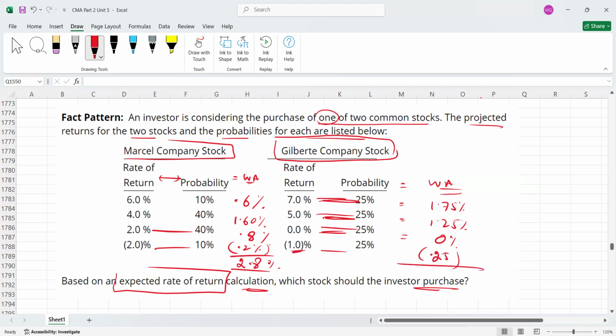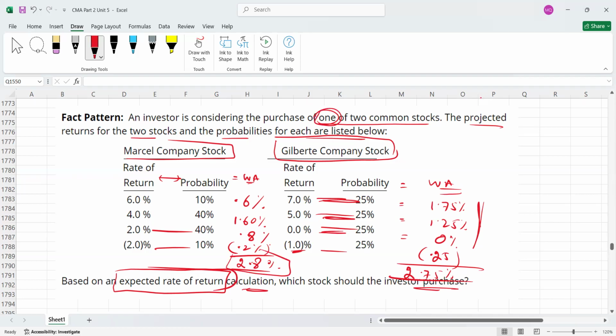Okay, if you make the summation, the expected return is going to be 2.75%. So please, our question is based only on the expected rate of return. Which stock should we invest in? Obviously, the stock which is giving us a higher return. So the higher return is for this company, for Marcel company. Okay, because you have to select one of two, right?